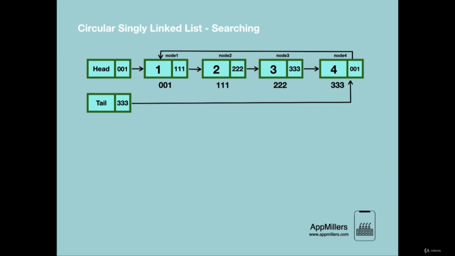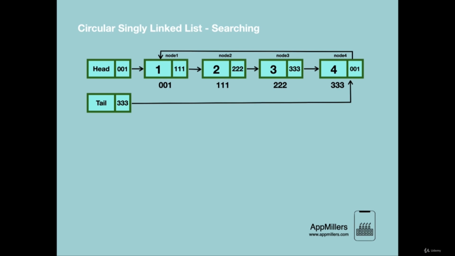Alright, so in the last video, we talked about how to traverse through a circular single linked list, and we have learned how it works in practice. Now in this video, we will talk about how to search a given node inside a circular single linked list. Here again, the algorithm is the same as a simple single linked list.